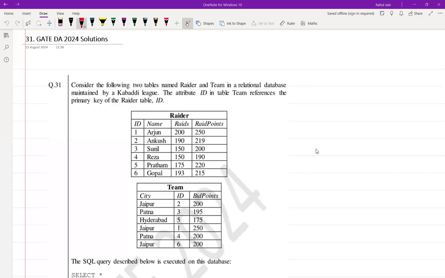Hello everyone. The following question was asked in GATE DA 2024 from SQL, Structured Query Language. And the question is very easy if you just read it.